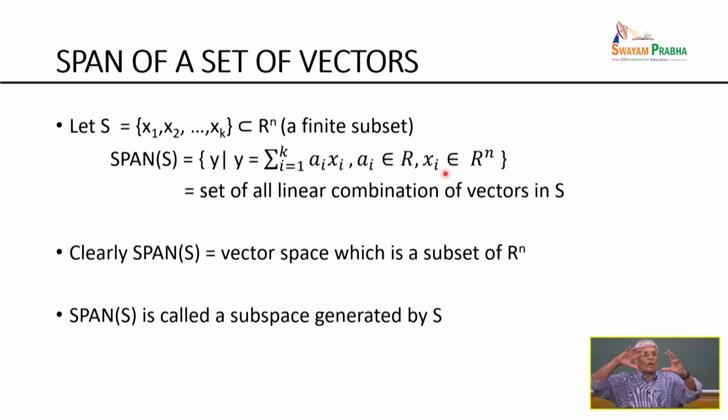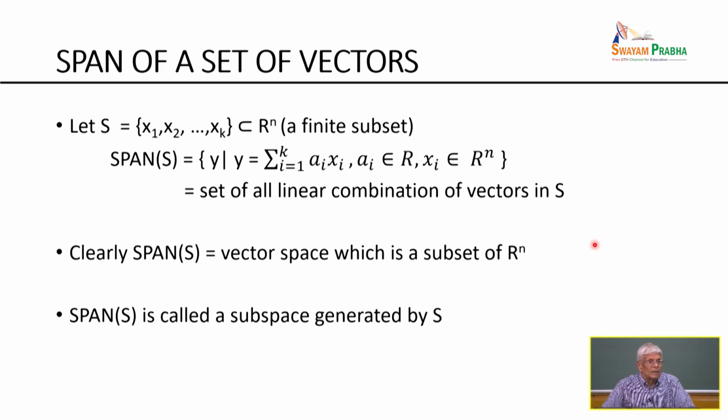So if I consider all possible combinations of this, I get a space which is getting bigger and bigger and bigger. That space so created is called the span of x. Are you all with me? Span of x. Clearly, span of x is a vector space. It is a subset of R^n.